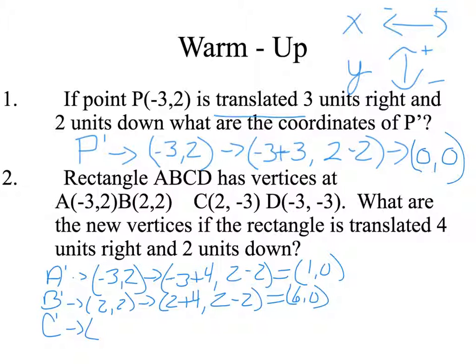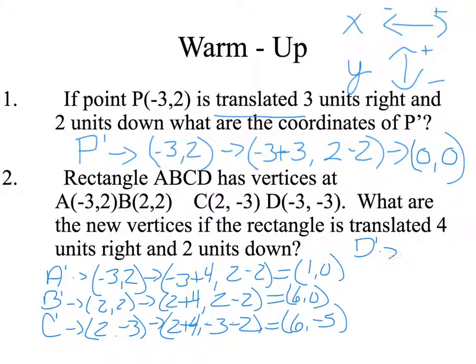For c prime, we have 2, -3. Still going right 4 and going down 2. And that's going to give us 6 and a -5. D prime I'm going to do over here. So D to start with is -3, -3. We're still going 4 to the right and 2 down. So -3 plus 4 and -3 minus 2. It's going to give me a D prime point of 1, -5.